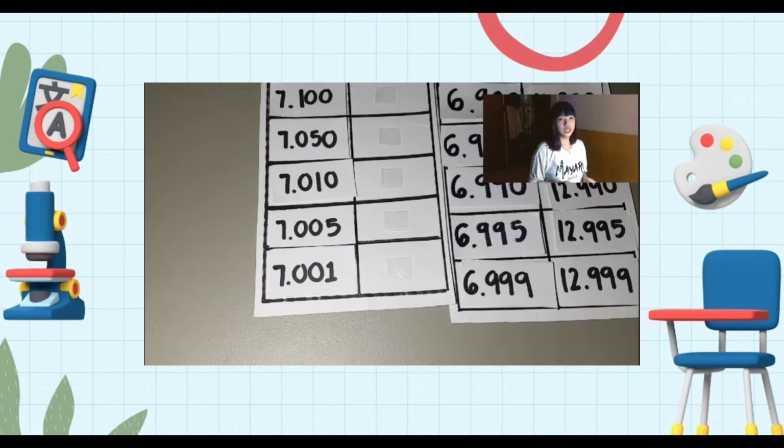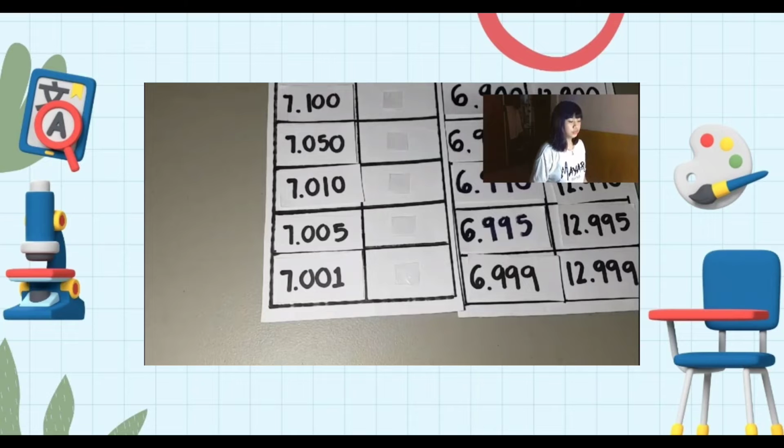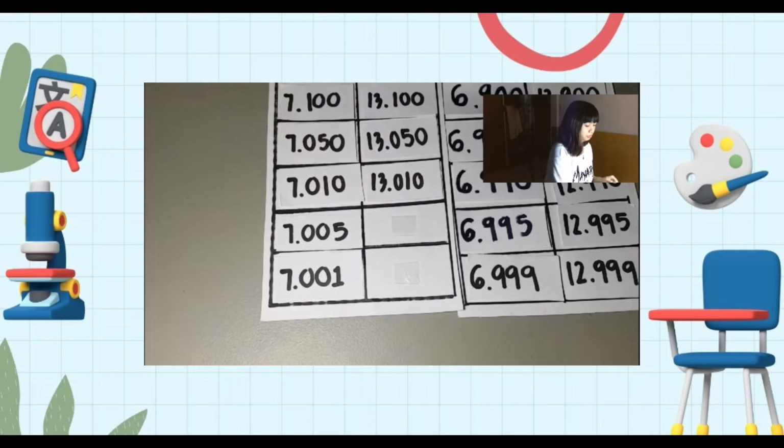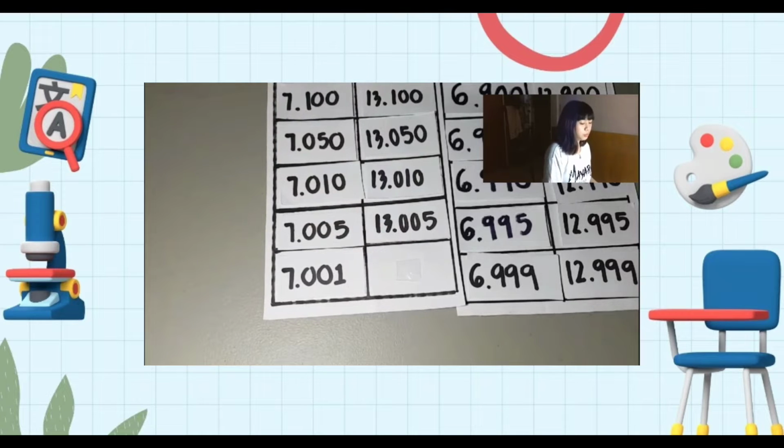And the next thing that we need to do is, of course, to substitute again our values into the x in the original equation. So if we calculate it, we would get 13.100, 13.050, 13.010, 13.005, and 13.001.